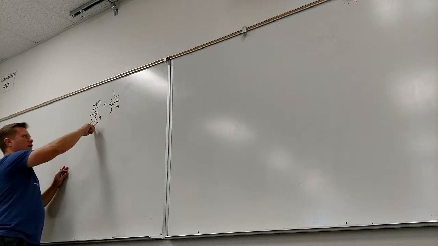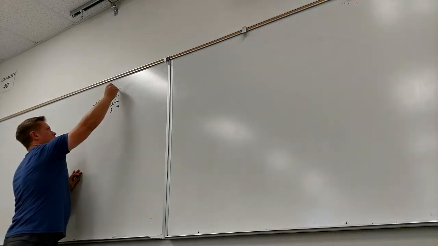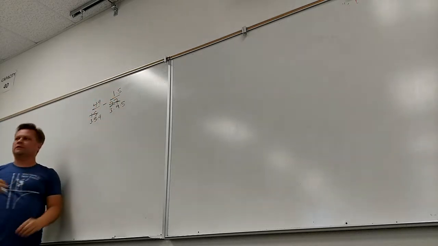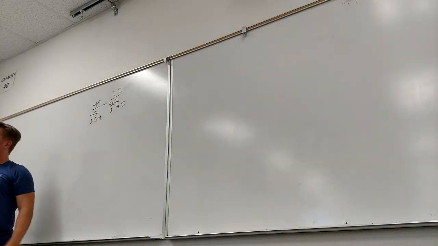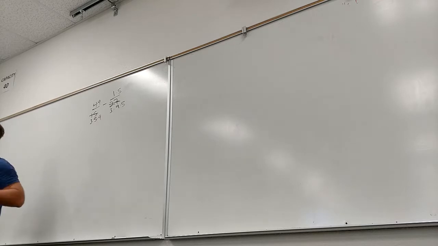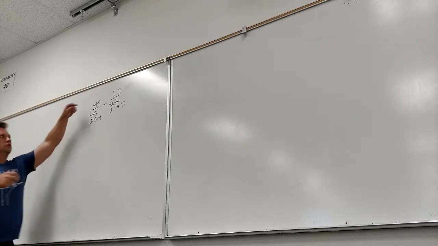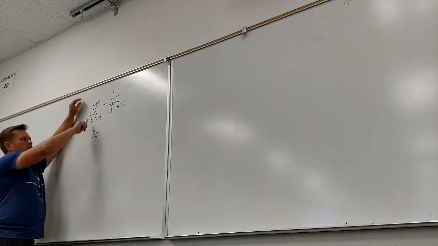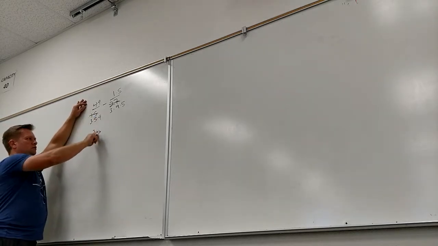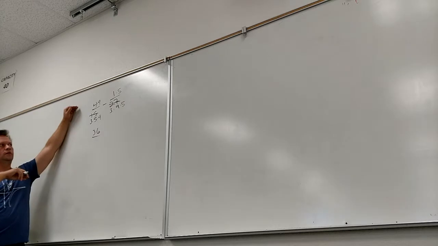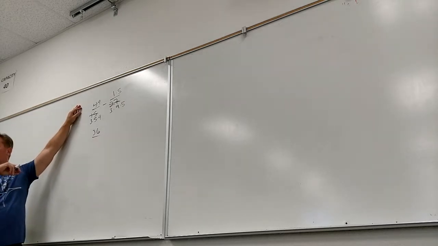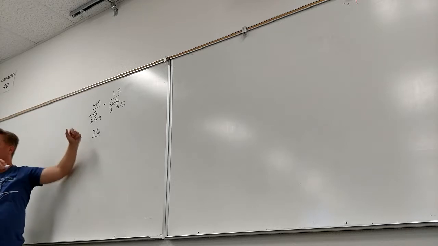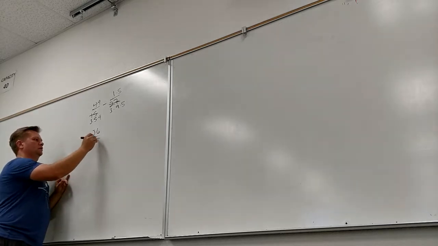What's he missing that he's got? 5. Because the whole purpose is to make the bottoms the same. So this idea of giving them each what the other one's got that they're missing makes beautiful sense. You're going to end up with the same stuff on the bottom. So I get 36 over, what's 3 times 5 times 9? I think it's 135. Is that right?